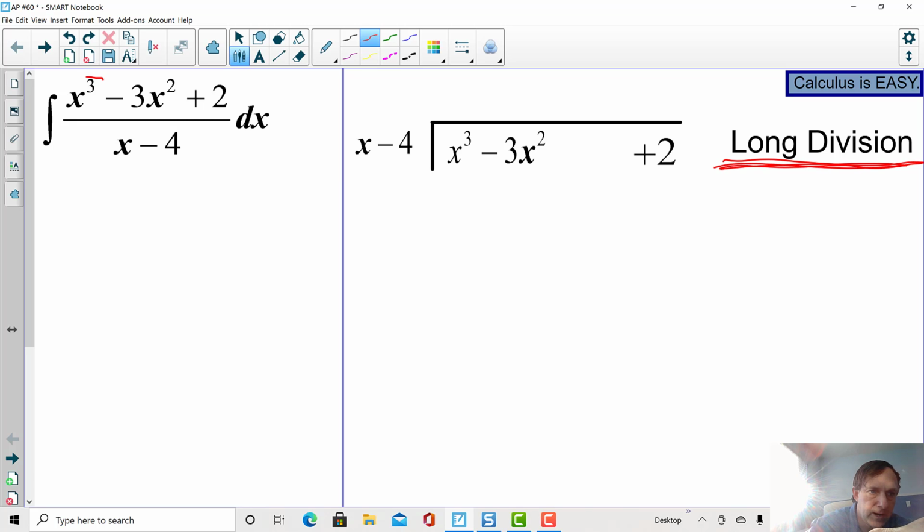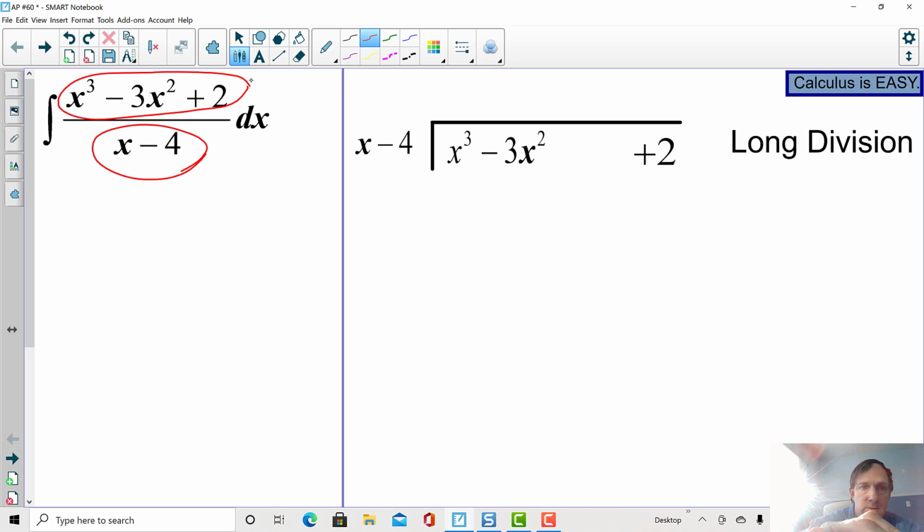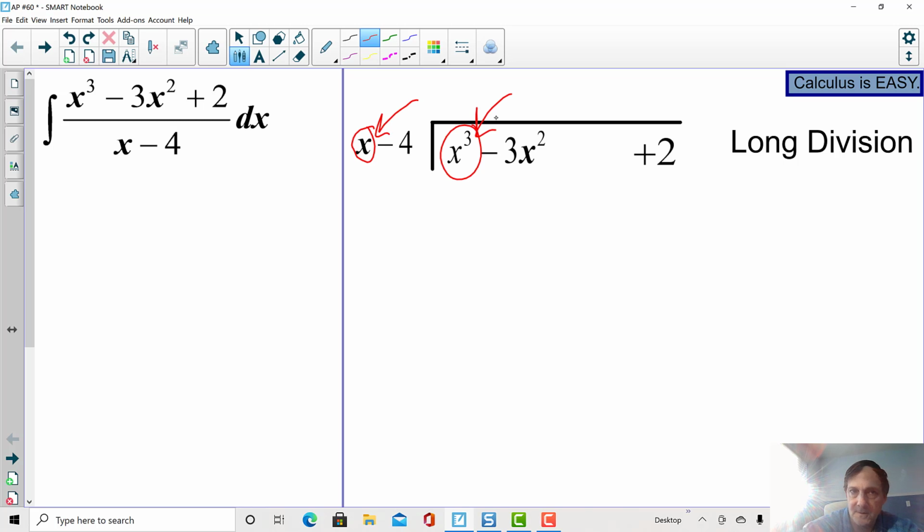Whenever the degree on top is higher than the degree on the bottom, you can do long division. So it's just going to be the top divided by the bottom. So the top goes inside here, and the bottom goes on the outside. The way we're going to do this is we're going to look at the highest degrees, and we're going to say, what do I multiply by x to get x to the third? And the answer is going to be x squared.